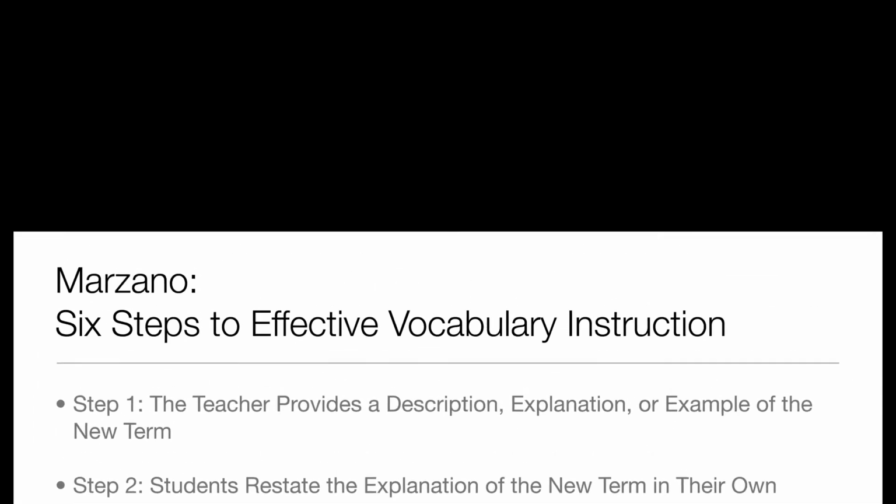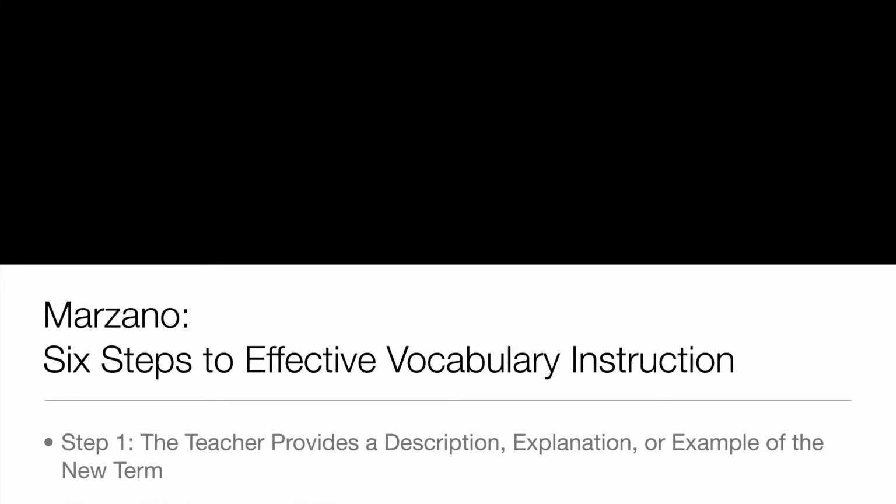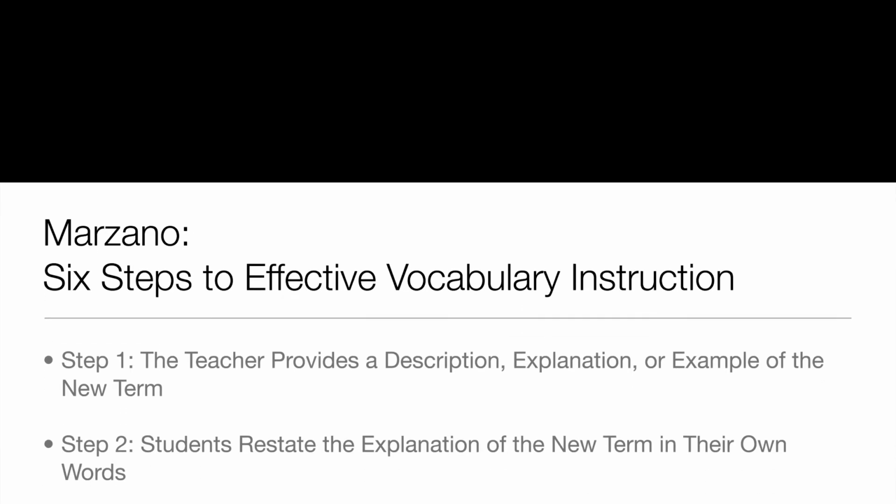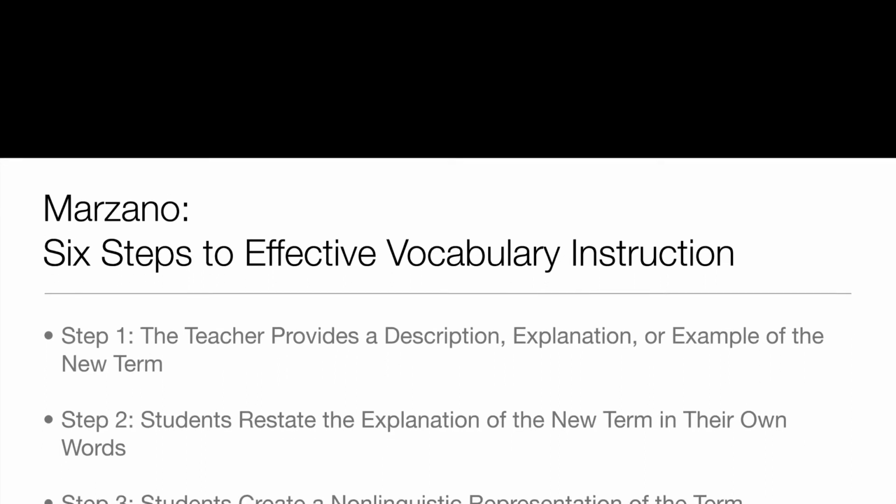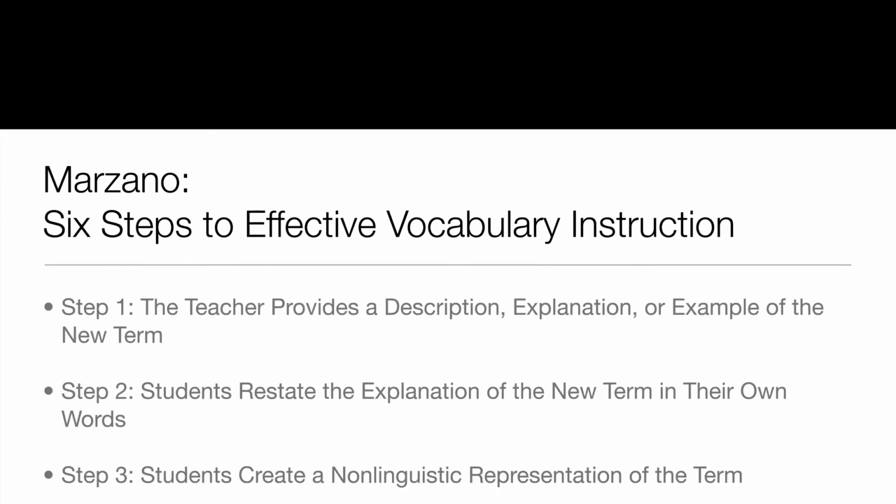So the first thing the teacher does is provide a description of the term that fills out the story. It's not just a dictionary definition, it puts a story around it, a narrative that fills it out. Then students create their own narratives around that, not just restate the teacher's definition. And then, very important, step 3, they also look to non-linguistic representations, images.